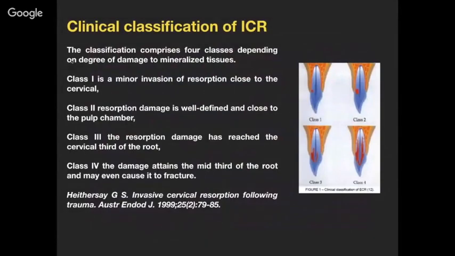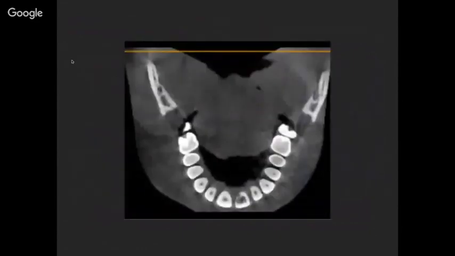And according to the Heithersay classification, we could, from the CBCT, find out which situation we are in, whether it is a primary class 1 with a minor resorption, or an extended resorption, the third class with an extended cervical area, or the whole tooth is damaged, the whole root is damaged, from the class 4. So on the CBCT here, we could see on the axial cut the extent of the resorption. It extended lingually and mesially.